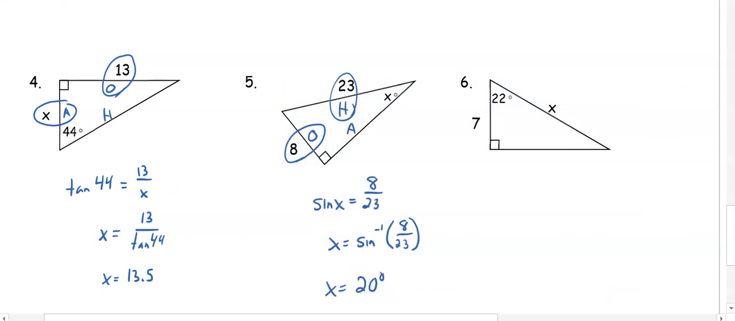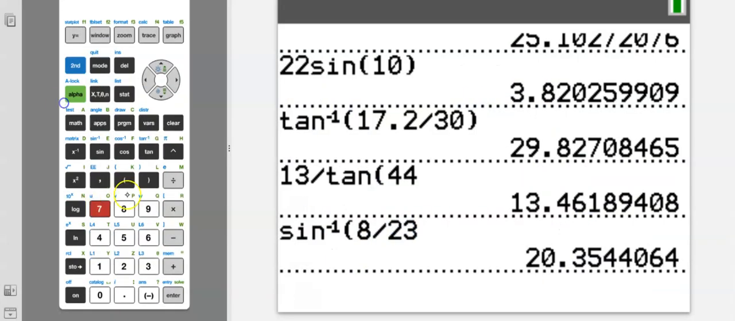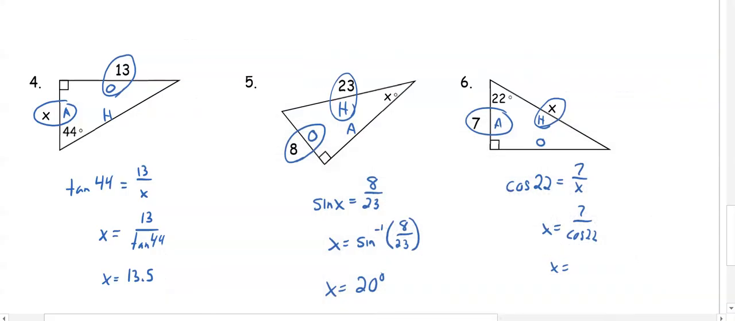In our last problem, we're looking for a side, so we know opposite, adjacent, hypotenuse. We have the adjacent and the hypotenuse, which is cosine, so the cosine of 22 equals 7 over x. Because x is in the denominator, we are dividing. So we get 7.5.